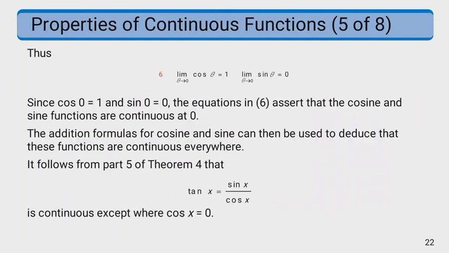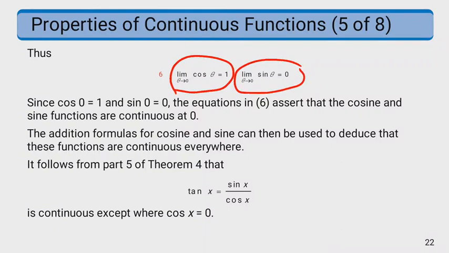So that's one thing that you recognize, and then we can conclude that the limit of cos of theta as theta goes to 0 is 1, and the limit of sine of theta as theta goes to 0 is 0 in this case. And we can use that to build up more complicated trigonometric functions.